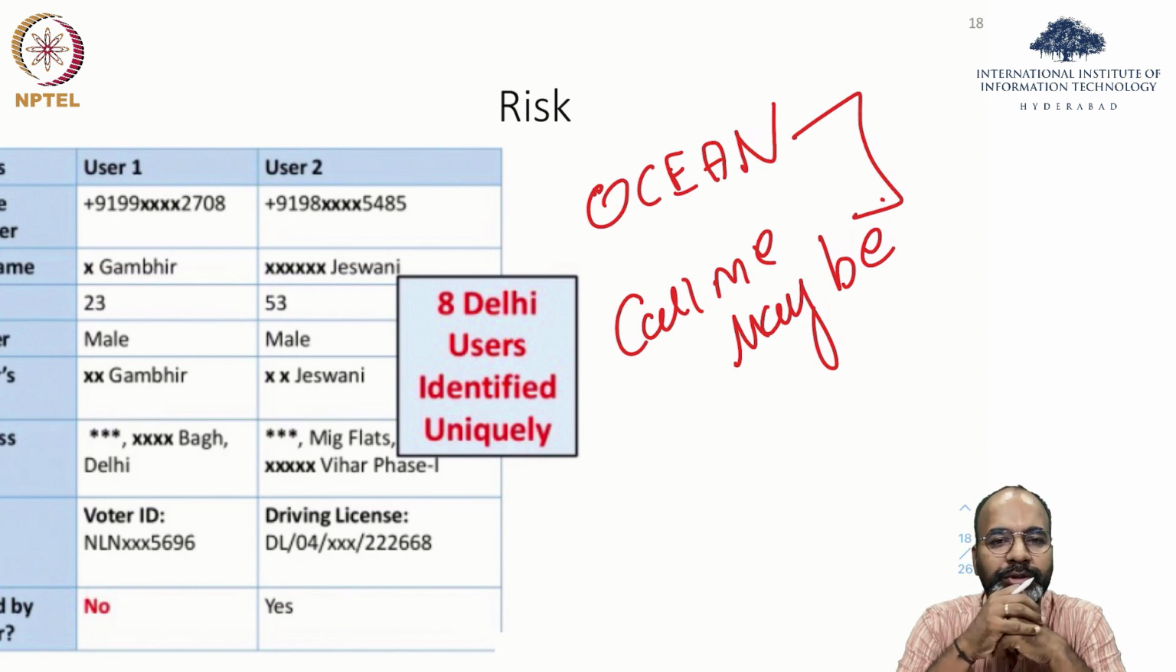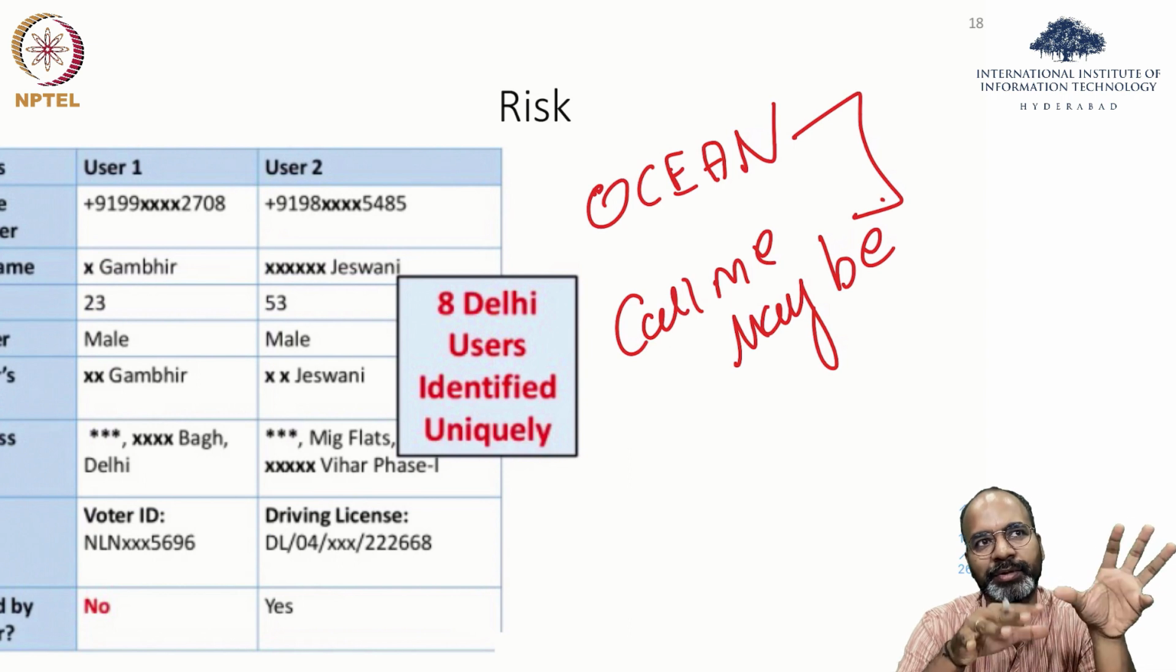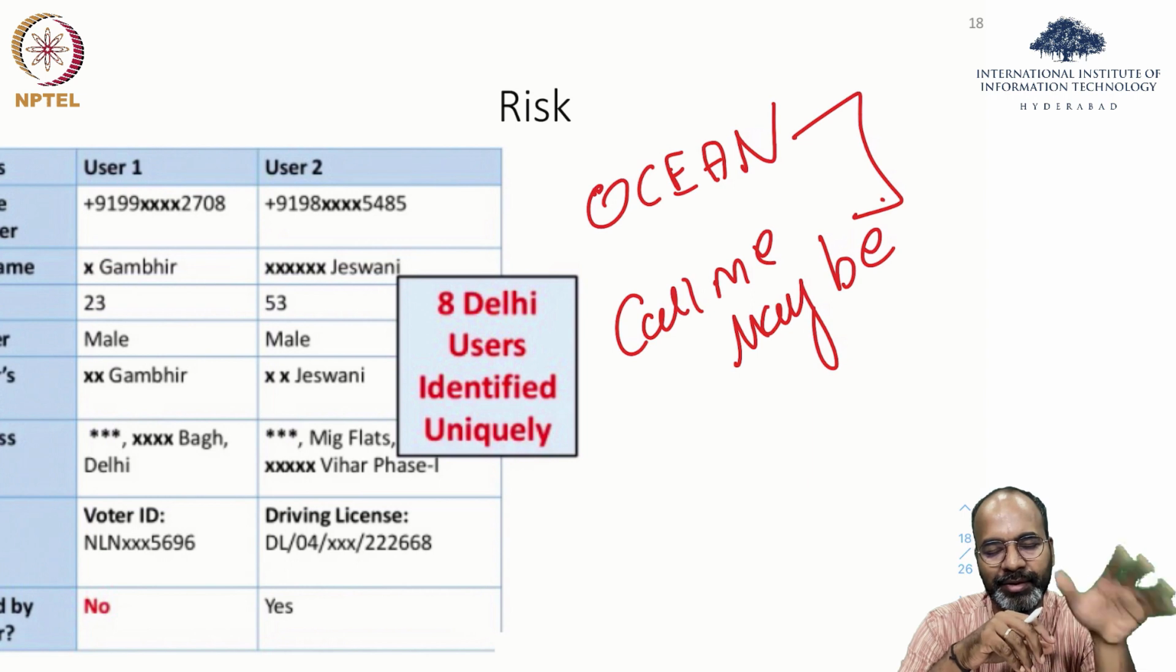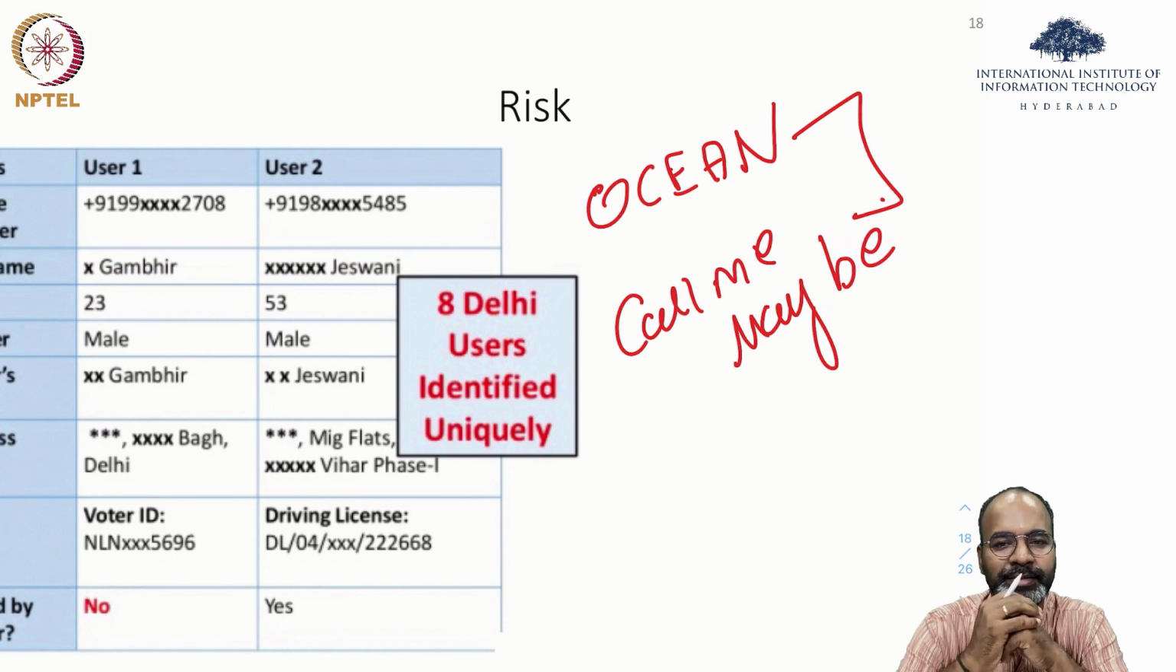Right. Ocean and Call Me Maybe is that. So now what you can do is put them together. Ocean is a random name. If you remember, the context I was giving was railway, taking a train from one location to another location, finding out somebody that you know is in the train and trying to talk to them.